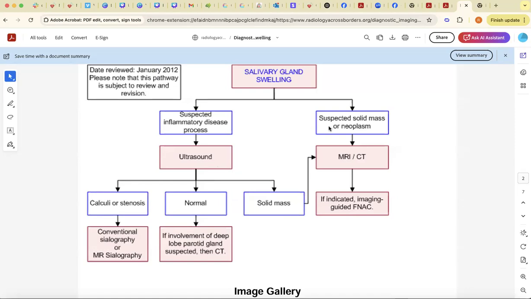Now, if the patient doesn't have any pain during chewing or while eating, and they don't have any systemic feature, but they have risk factors: they are more than 40, the mass is there for more than 2 weeks, they have some other risk factors. Then you do an MRI or CT first. If MRI or CT says that yes, this is suspicious for cancer, then you do a FNAC. Okay, so that is the guideline that we will follow for any kind of salivary gland swelling.